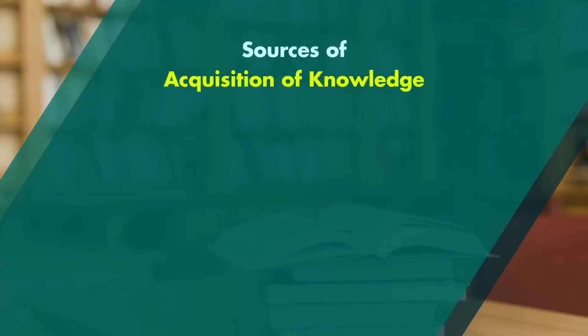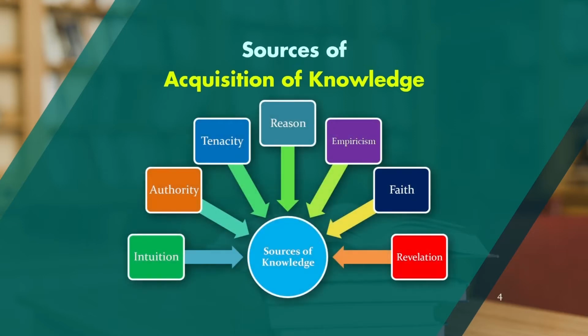So friends, let us first understand the sources of acquisition of knowledge. What are the different sources that help us acquire knowledge? First of all, I can name intuition. Intuition is a source of knowledge. Then authority. Authority is another source that helps in gathering knowledge. Then tenacity. Tenacity is also another source that helps us acquire knowledge. Then the fourth source is reason. We can also use our reasoning. That is also another valid, scientific source for acquiring knowledge.